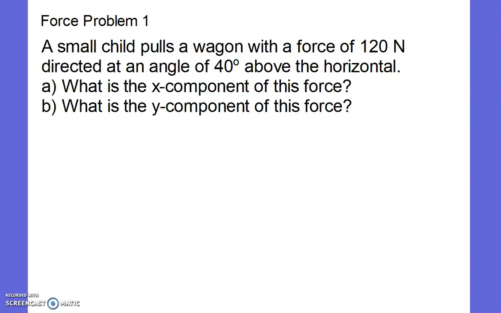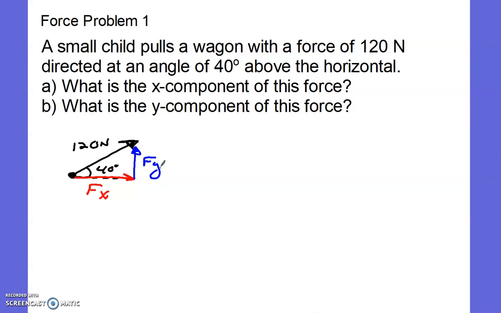We start with a diagram showing the force. So here's the object, the wagon, and we have the force being applied. It's 120 newtons, and it's at a 40-degree angle with the horizontal. We then want to find out what is the x component, which we'll label as F with a subscript of x. And we want to find out what is the y component, which we will label as F with a subscript of y.